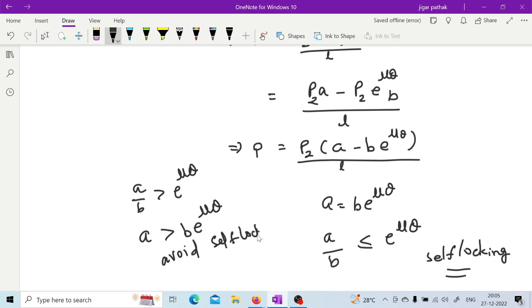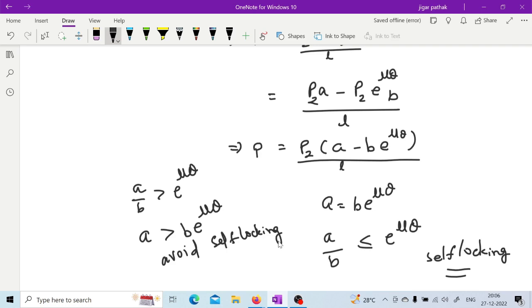Yes or no? Sir, in the previous case, you told that a equal to mu c is the condition for self-locking. Whether it is equal to or less than, in both cases it will be self-locking, and uncontrollable also if P is going negative. But basically, the desirable condition is a should be greater than b e raised to mu theta. In that case, the operator needs to provide a certain amount of effort in order to apply the brake, right?